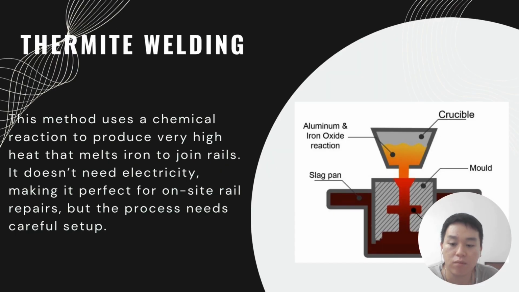Thermite welding uses a chemical reaction to produce very high heat that melts iron to join rails. It doesn't need electricity, making it perfect for on-site rail repairs, but the process needs careful setup.